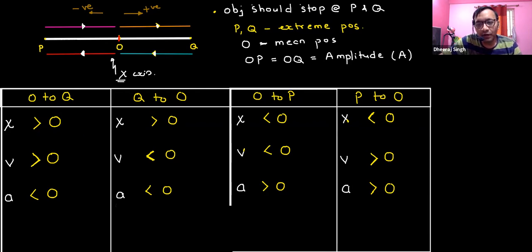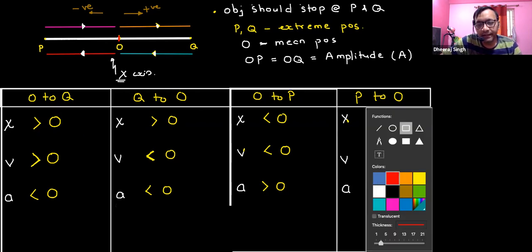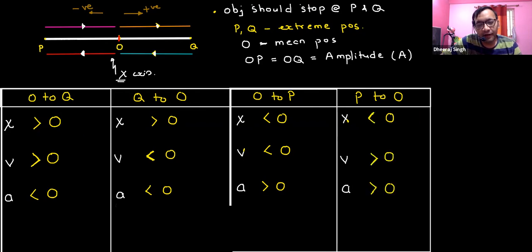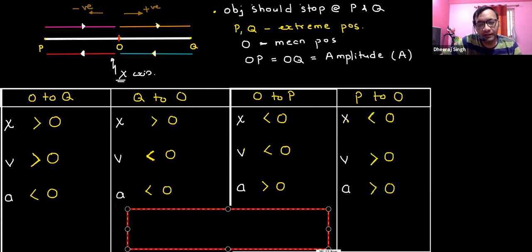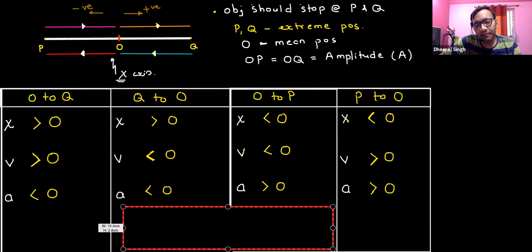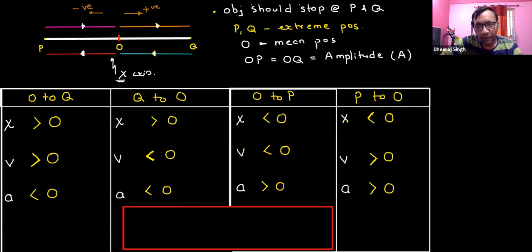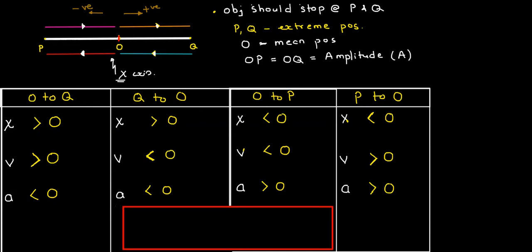Now I want you to see these relations and find out: is there a pattern which is true for the entire movement, O to Q, Q to O, O to P and P to O? Throughout it, there is a pattern which you need to identify. It's like a puzzle. Look at these values and tell me, is there a pattern?